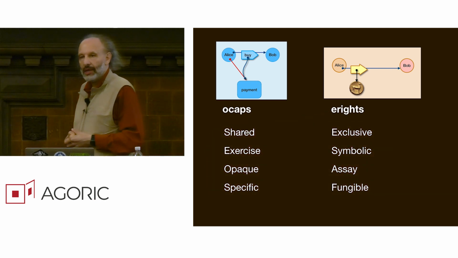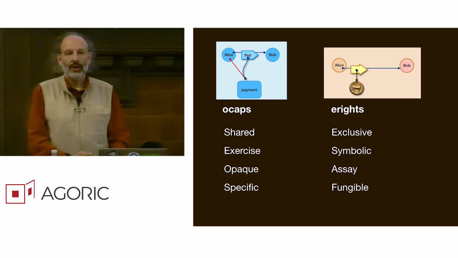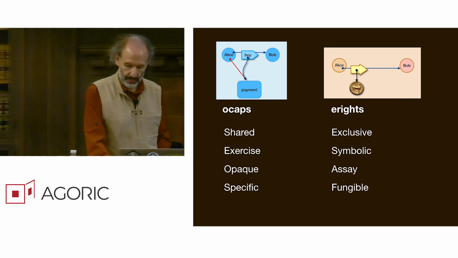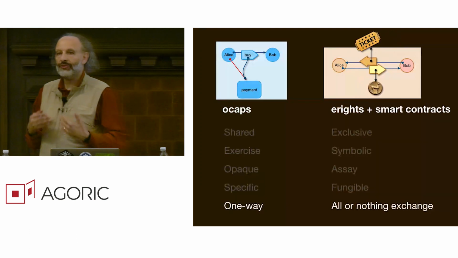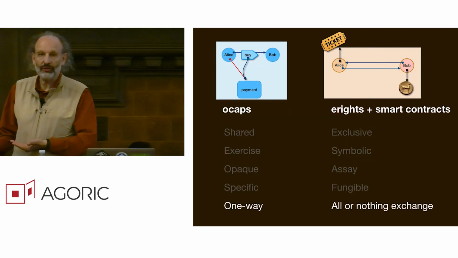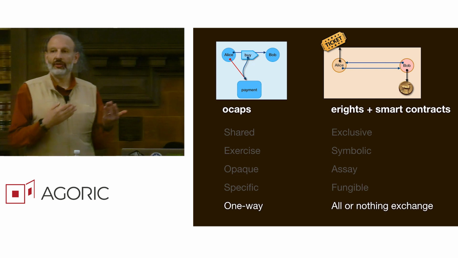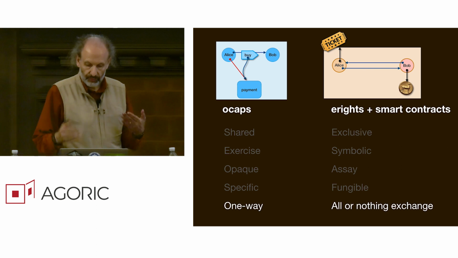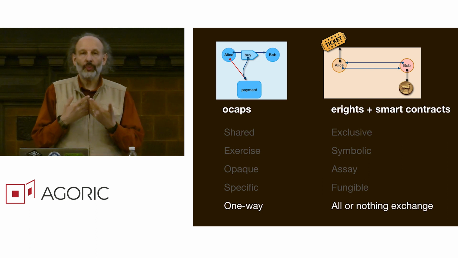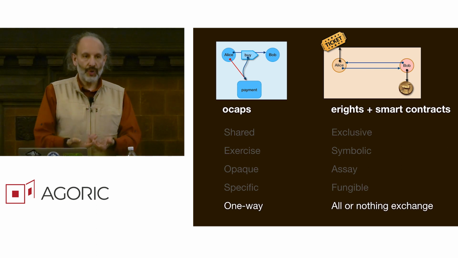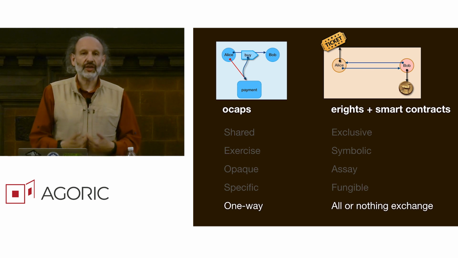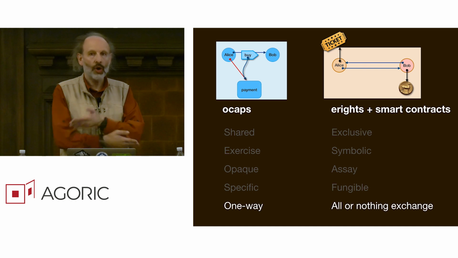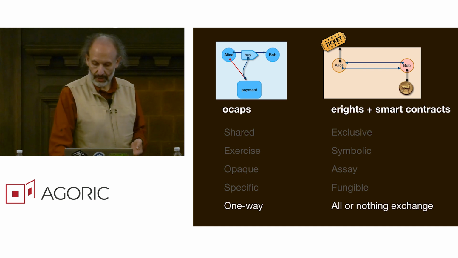There's another way in which objects differ from the world of smart contracts, which is the basic transaction in an object system is the message send, which is a one-way transfer of rights. Whereas for smart contracts, the core operation is an all-or-nothing exchange of rights, where either both rights have been exchanged or it's as if nothing happened.